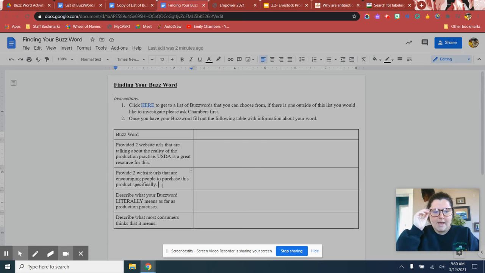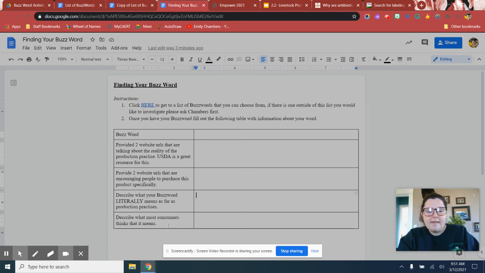Okay, and then the next one is describe what your buzzword literally means as far as production practice. So for this one, you're going to have to use these first couple. Most of these buzzwords, I want to tell you, I know what they literally mean. So I'm really going to be looking at this to make sure you have an understanding of what that buzzword means as far as production.